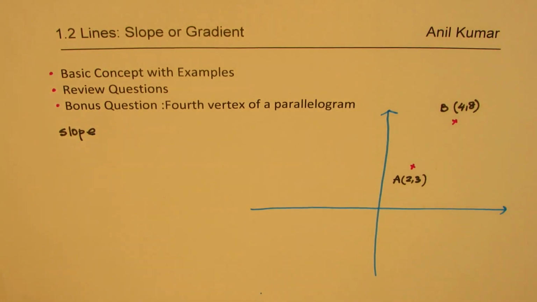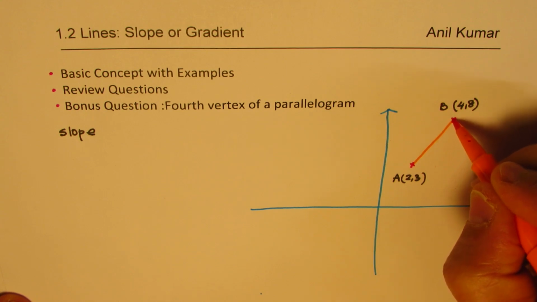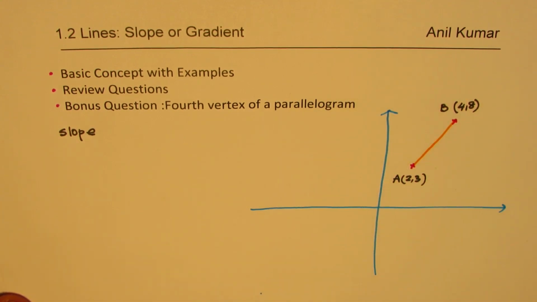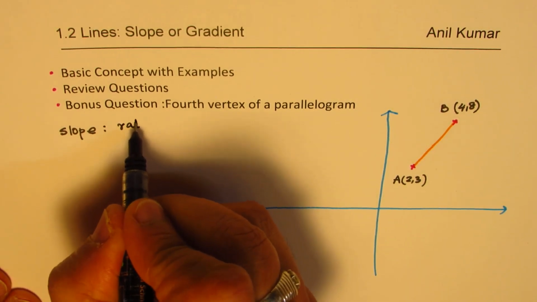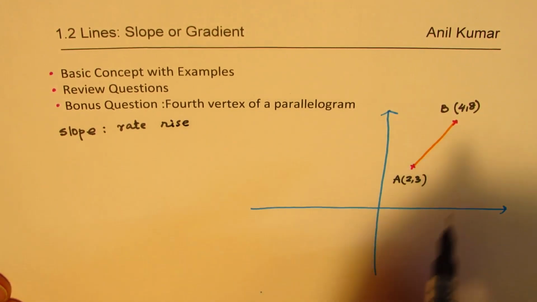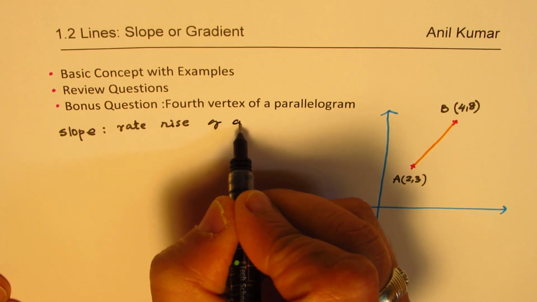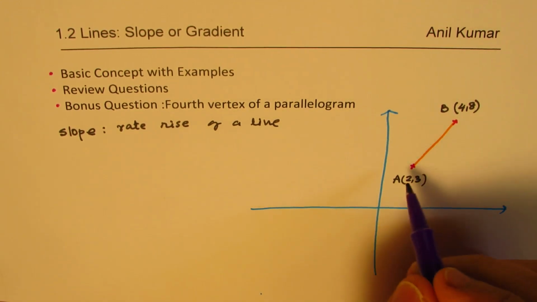Look here. When I join these 2 points with a straight line, I get a line segment which is kind of rising. Do you see that? So slope basically means the rate of rise of a line, right? So basically what we're trying to say here is how fast does it rise as we move along the x-axis.